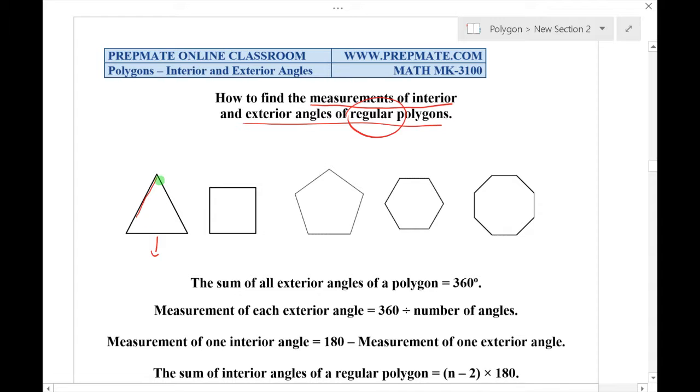Okay, let's take a triangle. So like what I said, if you extend the sides of the triangle, you create 3 exterior angles, and we know that the sum of these 3 exterior angles will always be 360. And because this is a regular polygon, each of the exterior angles will have the same measurement. Therefore, each of them will measure 360 divided by 3, which will be 120 degrees, like this.